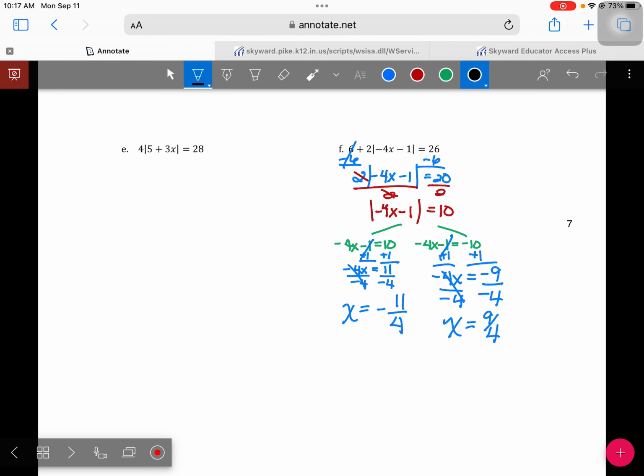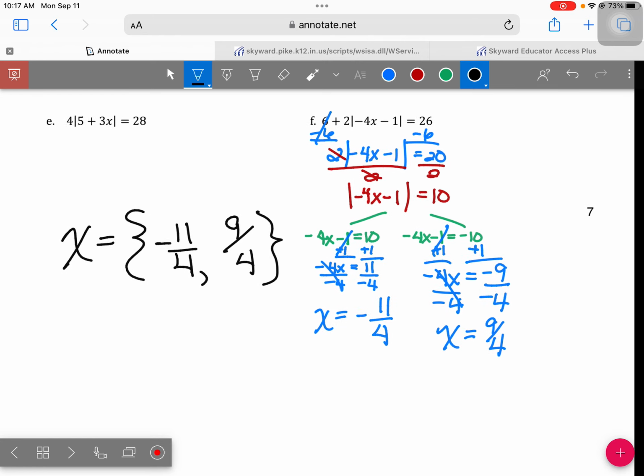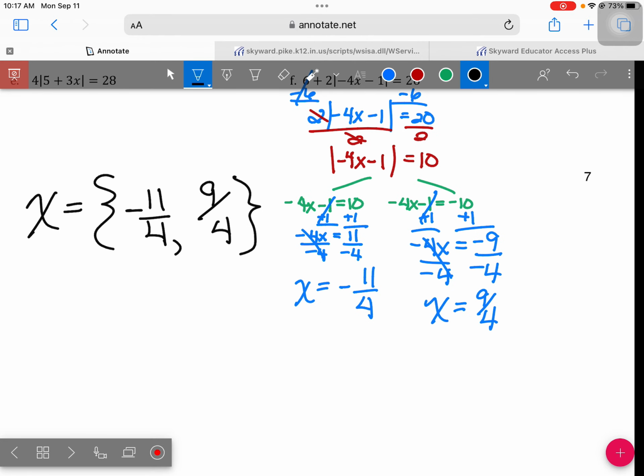Did you isolate the absolute value first? You added 6? Ooh, okay, so let's talk about that. So if you have 6 here, how do you know what to do with it? What is the sign on the 6 right now? It is a positive. So the only way to move that mathematically, because it's positive, is to subtract.